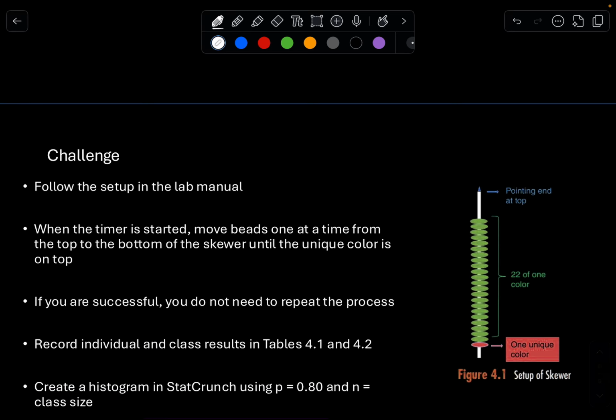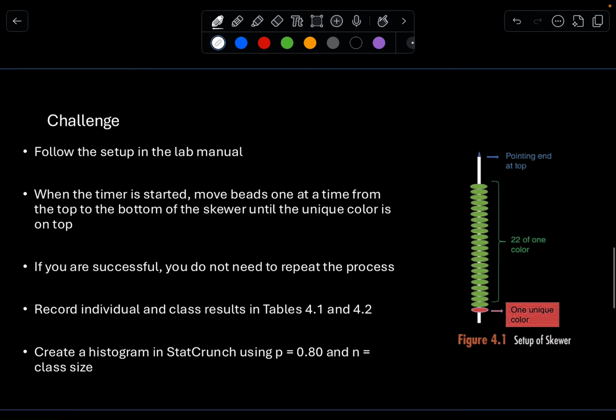Okay, so you'll get the necessary materials. You'll get beads. You'll get a wooden skewer. You need 22 beads of one color and then one that is a unique color. You're going to set up your wooden skewer like this. So the pointy end on top, you'll put the one unique color on the bottom and then 22 of one color on top.